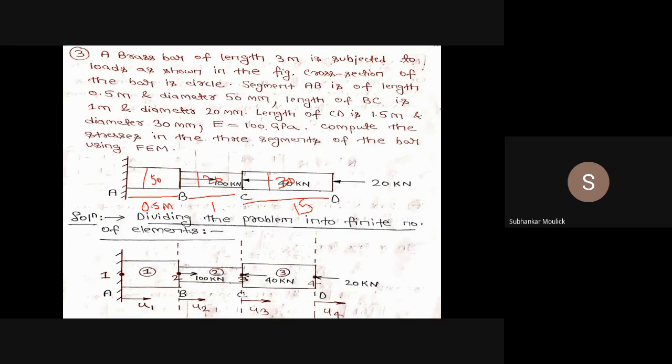Fine. E is 100 gigapascal. The entire bar is made up of one material, that is brass, whose modulus of elasticity given is 100 gigapascal. What you need to find out? You need to compute the stresses in the three segments of the bar using FEM. That means what will be the stress in the portion AB, in the portion BC, and in the portion CD. You have to compute by FEM. That means I have to use which method? Direct stiffness method to compute the stresses present in the given bars.